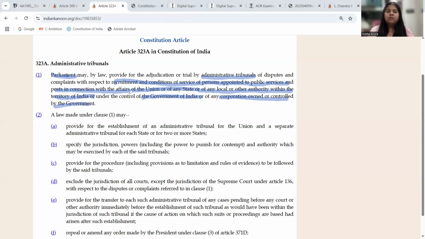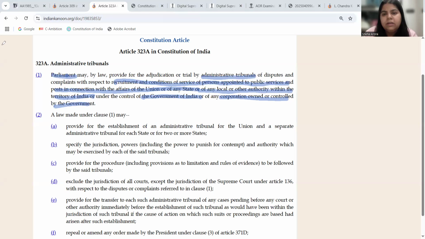So basically, Parliament may provide a platform, may provide a tribunal which adjudicates and tries matters pertaining to public service, employees in public service, or people connected with affairs of government, be it state government, union government, local authority or any other authority, and any corporation which is owned by the government of India. All right. Now, there is this. So we made an authority, we made a tribunal.